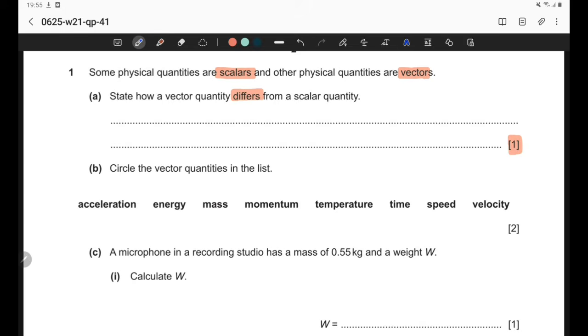We just need to write one difference between scalar and vector quantities. The difference is that vector quantities are physical quantities that have direction and magnitude, but scalar quantities have only magnitude. So we can write down: vector has a direction.